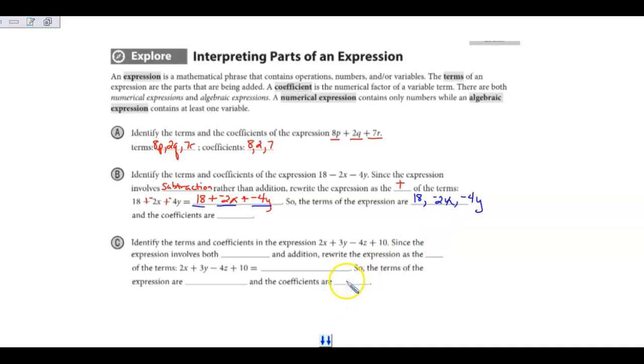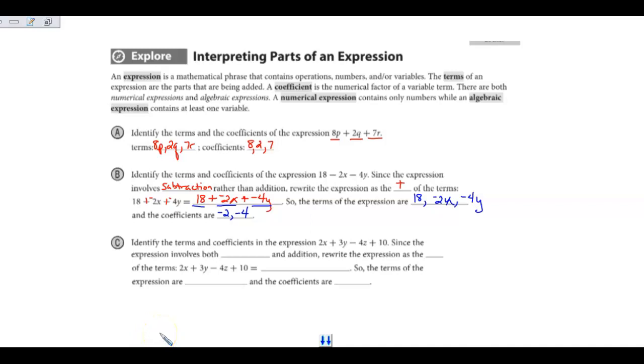And the coefficients, remember coefficients are the numerical part of the algebraic expression, or the algebraic term. So since 18 does not have a variable, it is not a coefficient. However, negative 2 is, and negative 4 is.